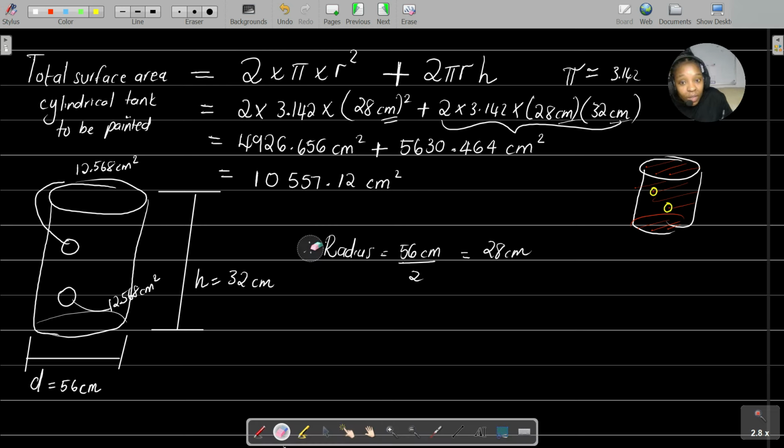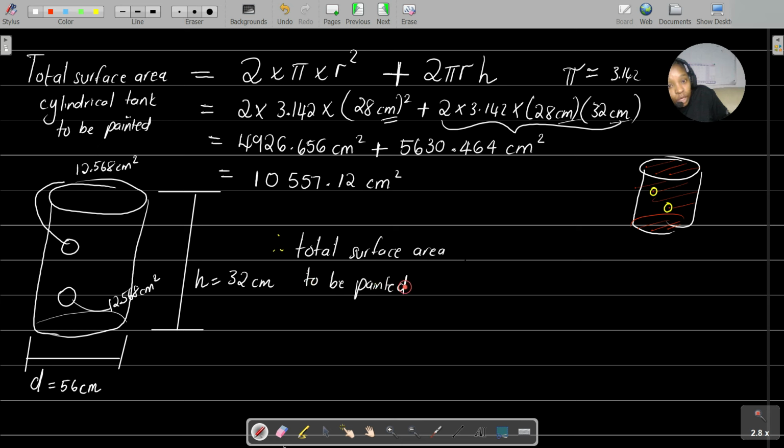All right, so the final step here is to get the total surface area to be painted. We are going to take that 10,557.12 centimeters squared, minus that first hole's area, which is 12.568 centimeters squared. We're also going to minus that other hole's area, 12.568 centimeters squared.